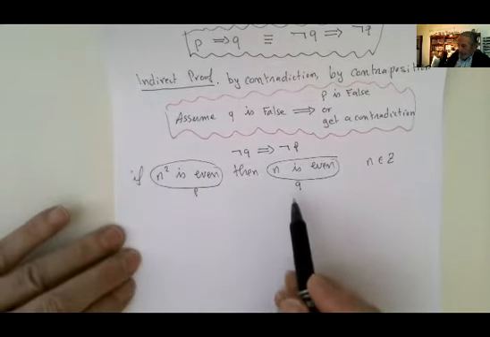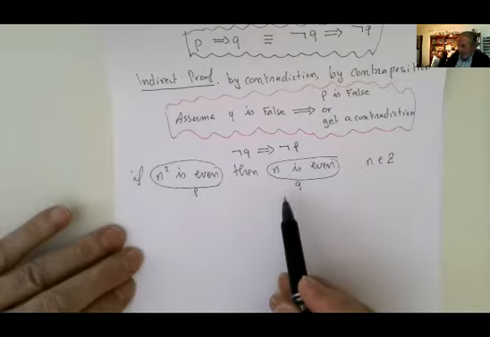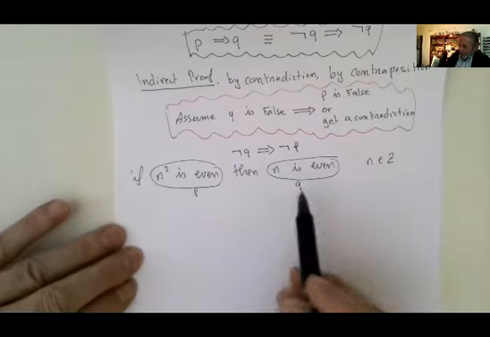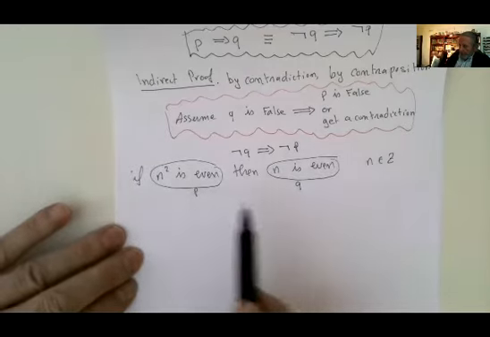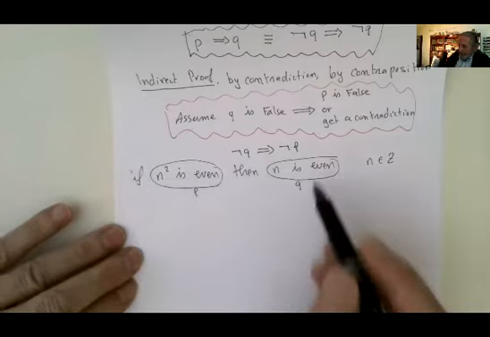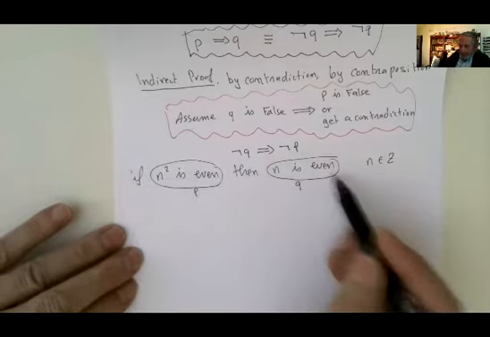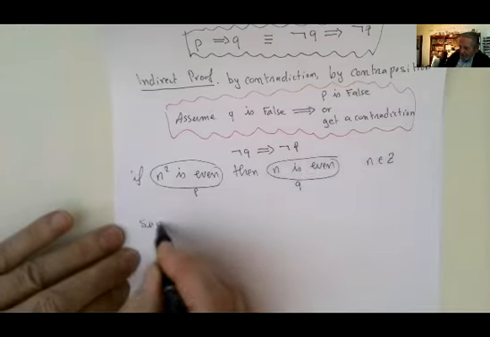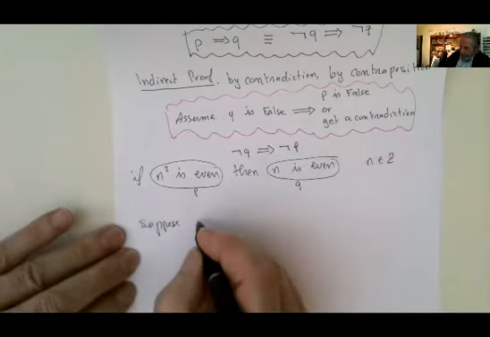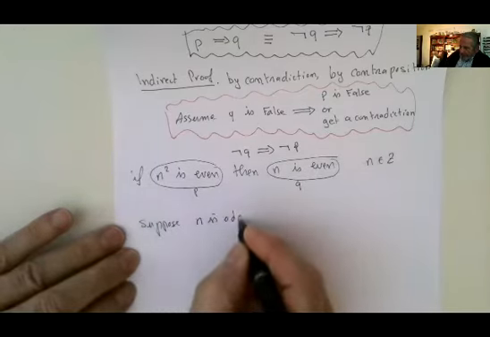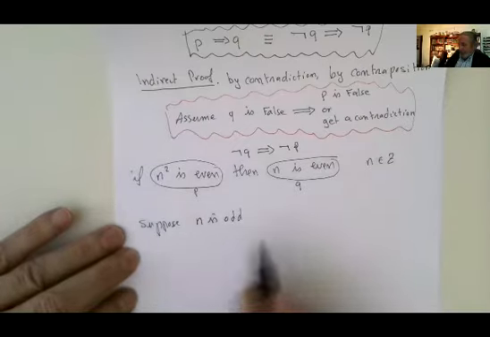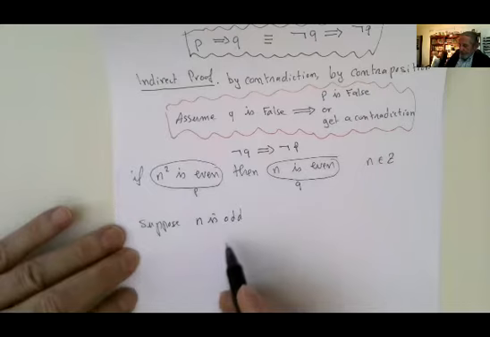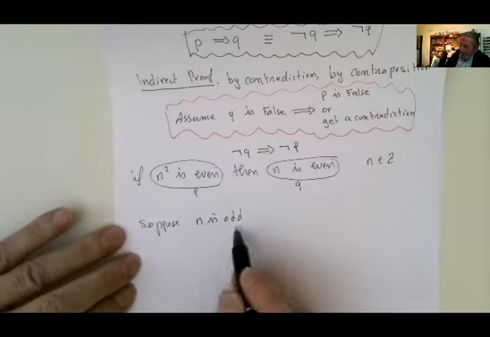So again, I recommend seeing part 1 before continuing to watch this part 2. So we need to prove if n squared is even, n is even. So now you take this and you say, suppose n is odd. And sometimes we say suppose temporarily, suppose for the sake of argument, suppose for the time being, n is odd.